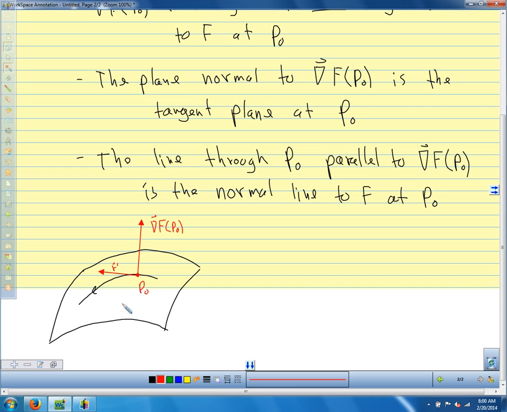And this curve is our r of t, and our surface is f of xyz equals 0. So at any point, our gradient is normal to our surface. Let me draw my little right angle there. So we have a way now of finding our normal vector. Normal vector gives us our tangent plane, gives us our normal line.